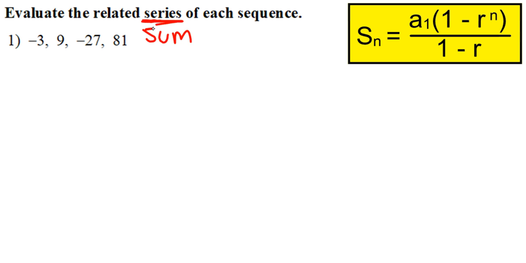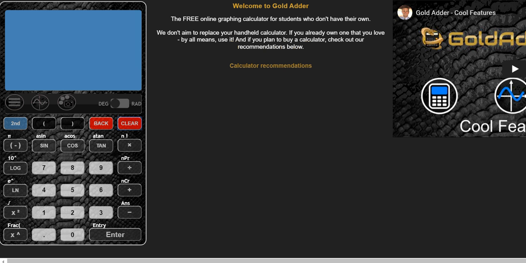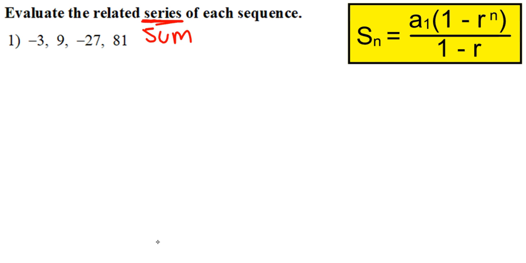So we can use that formula here, but honestly, it's probably going to be easier just to add up the numbers. If you just add up those numbers, negative 3, 9, negative 27, 81, negative 3 plus 9 plus negative 27 plus 81. That's really all we're doing, 60. Answer should be 60. But let's see how the formula works.